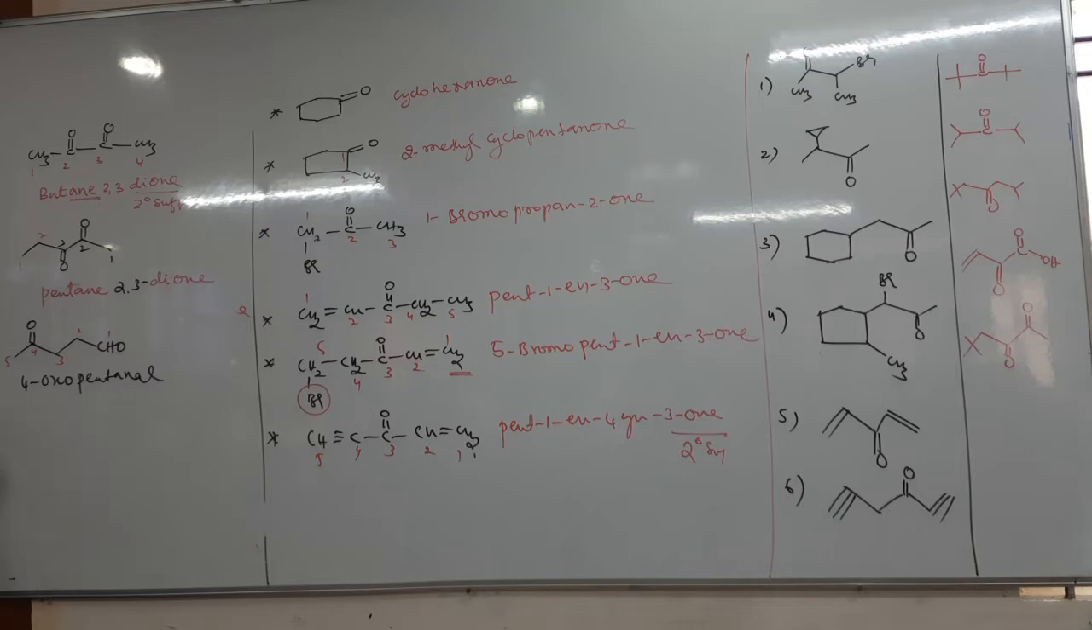Okay. Next, if it is a cyclic ring containing a keto group and there is an aldehyde group, tell me now, which is the principal functional group? Aldehyde. The side chain is a parent chain. Therefore, it is 1, 2, 3.